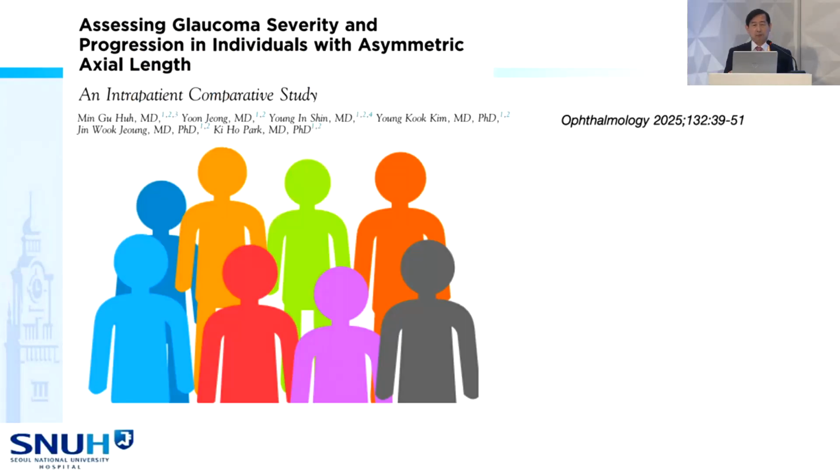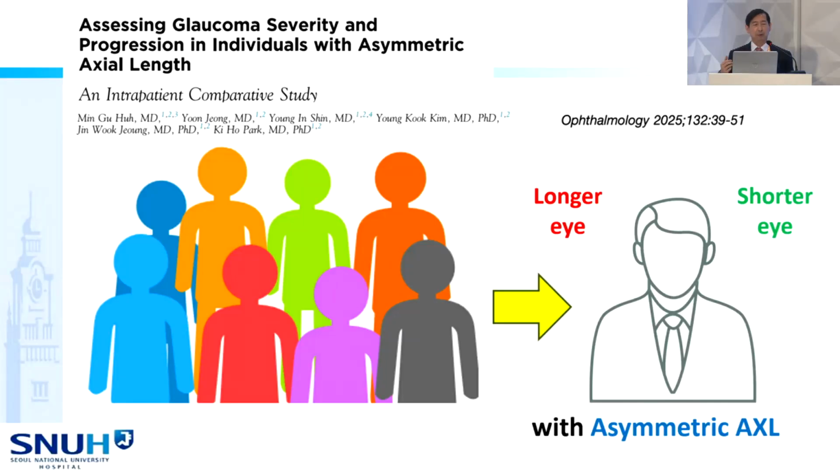Another one is, we need to remove the confounding factor like systemic factors in our body. So if we compare both eyes with asymmetric axial lengths, we can only look at the factor of axial length, and we can compare the longer eye and shorter eye in one individual, and whether the eye is more severe in glaucoma and whether the eye is faster in progression.